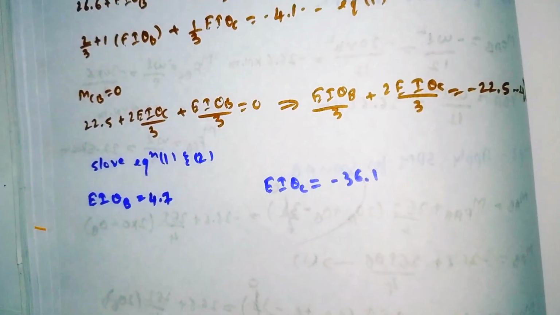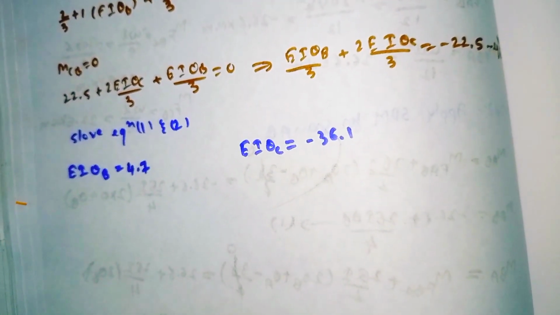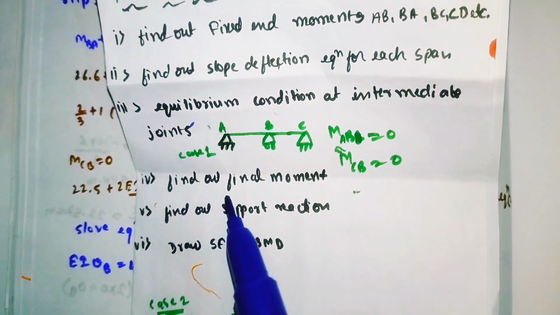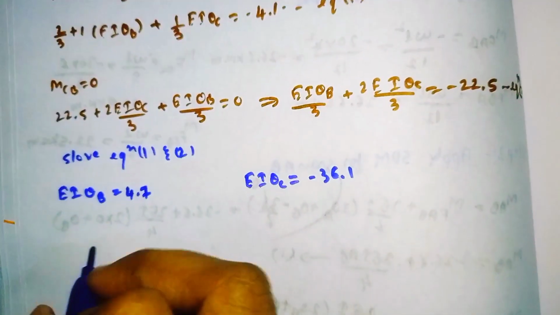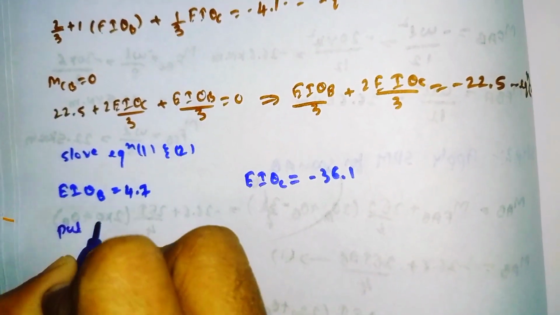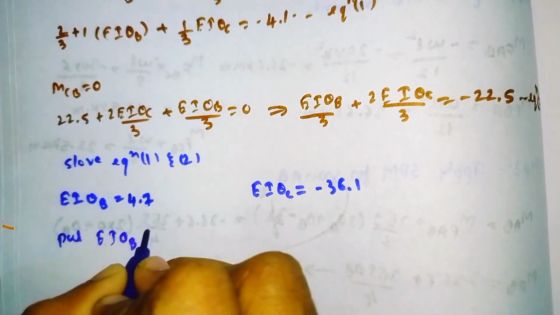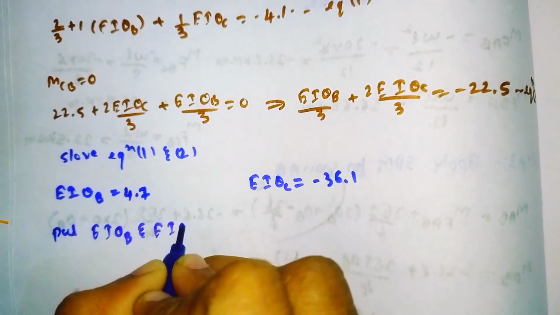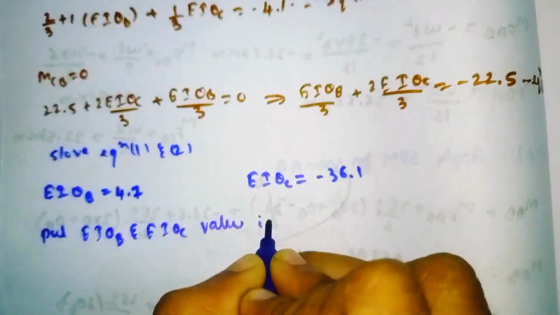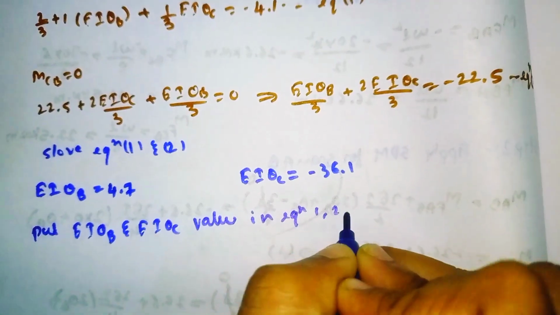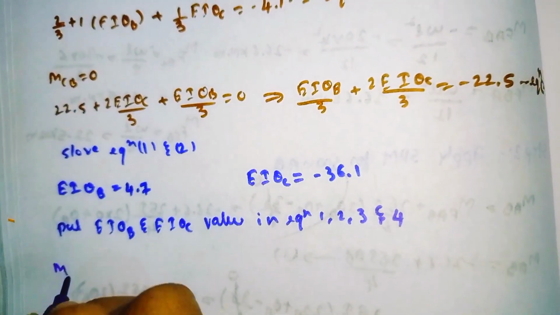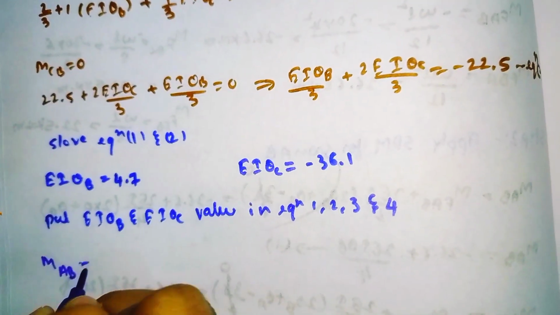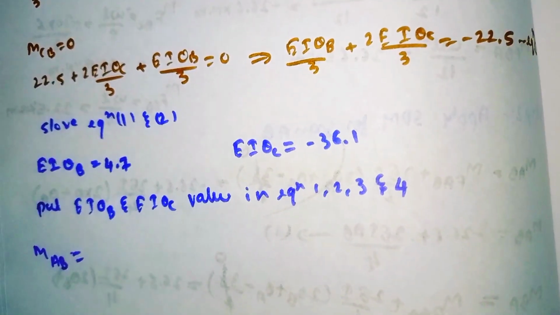So our next step is to find the final moment. So by using these values, we'll find the final value. So for that, put EI theta B as well as EI theta C value in equation 1, 2, 3 and 4 to get the final moment. So our equation is MAB is equal to, I will write first all the equations here.